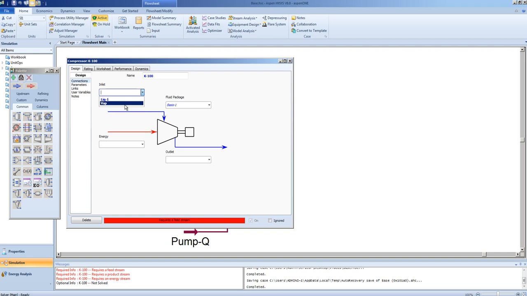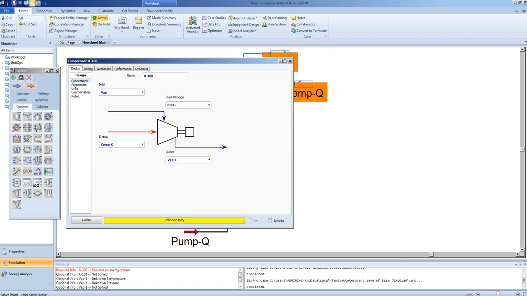Alright, the inlet will be the vapor and the outlet will be VAP-1. Just like pumps, compressors have duties, and in this case, COMP-Q. Unknown duty. We've specified a duty, but it says unknown duty. That's because we've only identified that there is a duty stream present. This is equivalent to adding a variable. When you add a variable, you need to supply the information for that variable or an equation to satisfy that variable.